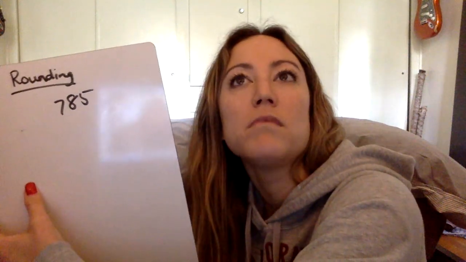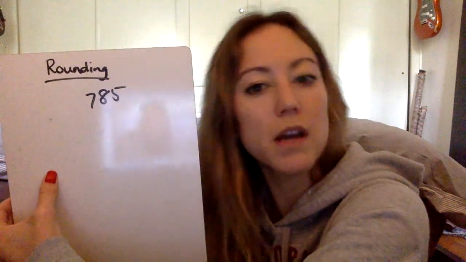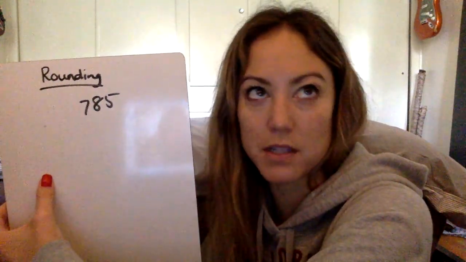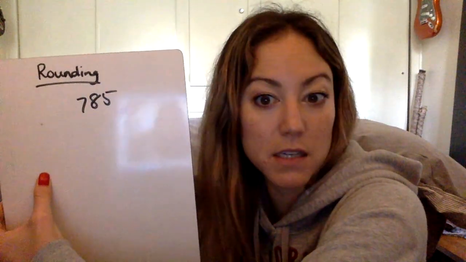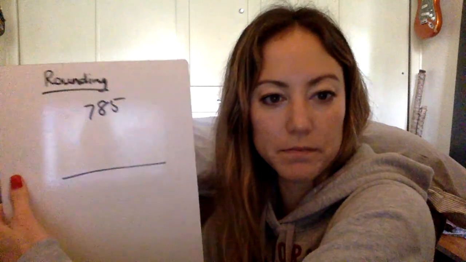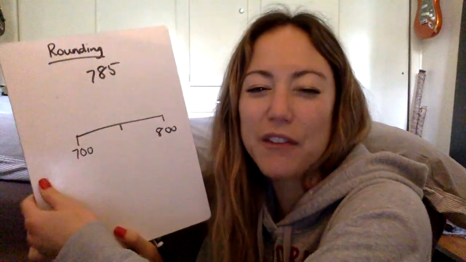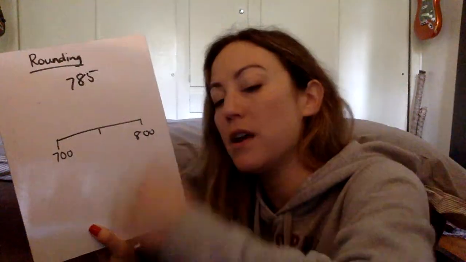To the nearest 100, we can use that same example, 785. If we wanted to round that to the nearest 100, you think about what numbers you say when you count by hundreds: 100, 200, 300, 400, 500, 600, 700, 800, 900, 1,000, right? So you think, what two hundreds is that in between? Well, it's in between 700 and 800, right? So what number would be right in the middle? What's halfway between 700 and 800?